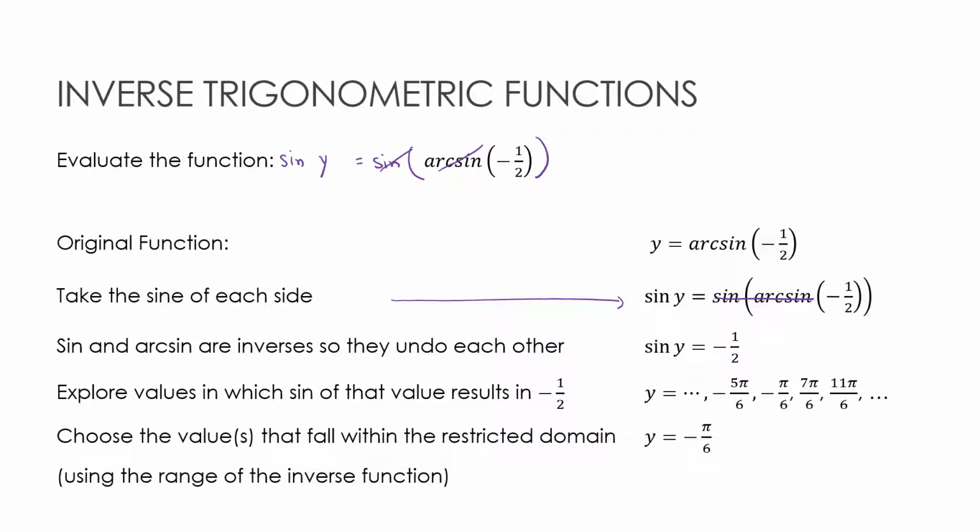Now, again, using my unit circle, I can look for what values will give me -1/2. So notice I've listed quite a few of them: -5 pi over 6, -pi over 6, 7 pi over 6, etc. And hopefully we know, again, that I can just keep going in that pattern. Then, this is the part where you need that other handout. I need to choose any of those values that I've listed that fall within the restricted domain. And that would give me only that y is -pi over 6. So that would be my solution.